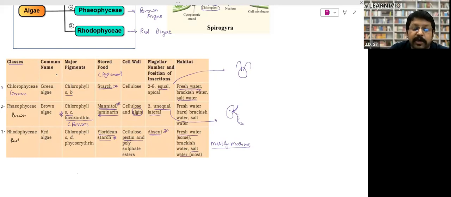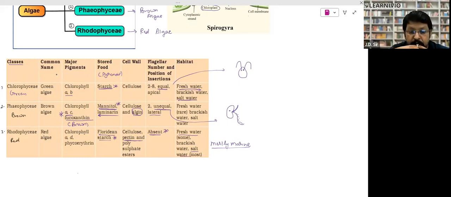Food is stored in pyrenoid. In every algae, the food is stored in the form of a structure or body called pyrenoid. You have seen in both diagrams that pyrenoids are present, right? And what will be the stored food? That will be the starch. Even the advanced plants like angiosperm store the starch. Now, cell wall is made up of cellulose, right?